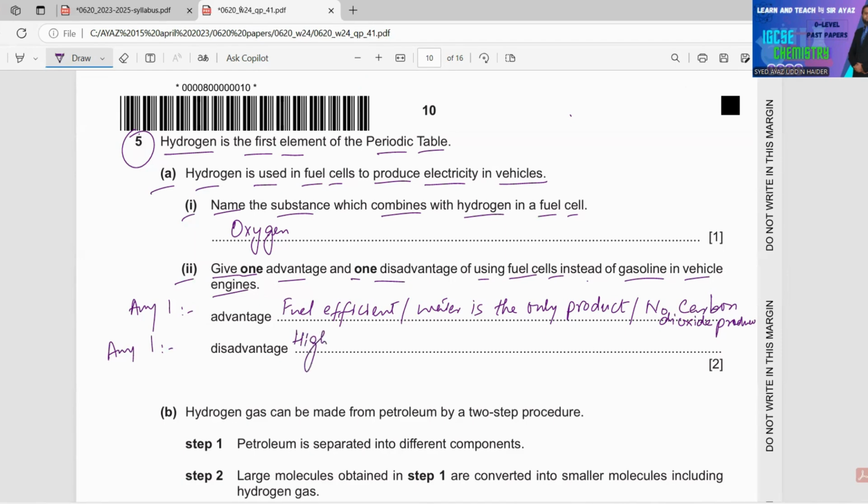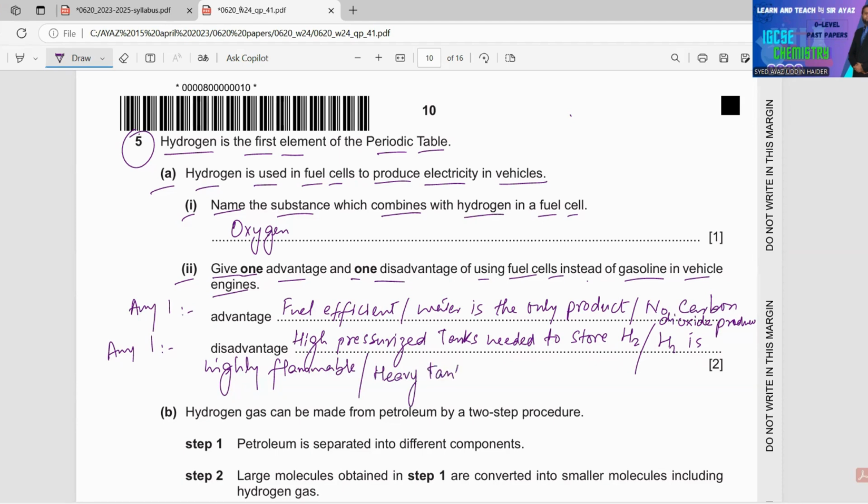High pressurized tanks needed to store H2. H2 is highly flammable, which means difficult to handle or store. Heavy tanks needed. You can even write fewer hydrogen filling stations.